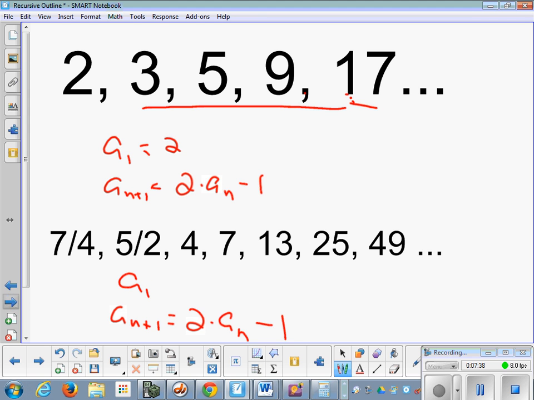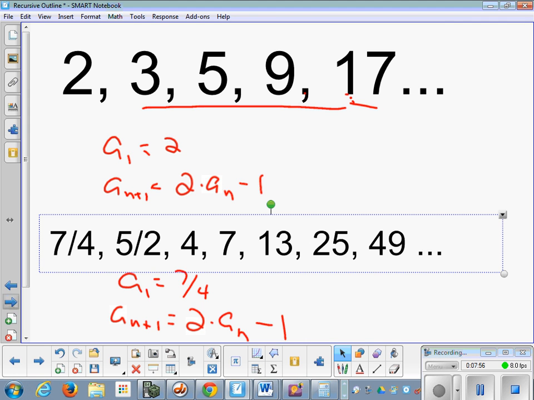But I started at 7/4. And the math on that's a lot harder. 7/4 doubled is 7/2. Subtract 1, I get 5/2. Double 5/2, I get 5. Subtract 1, I get 4. And from there, it's a lot easier.